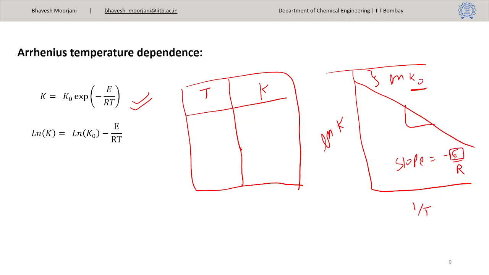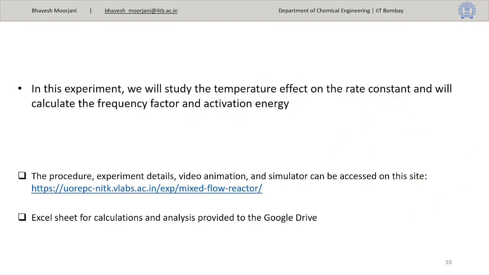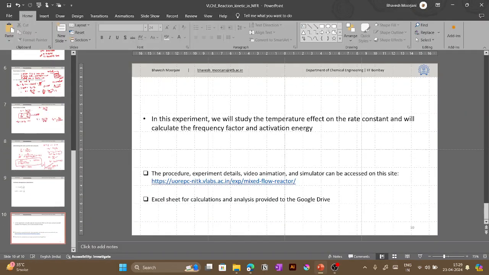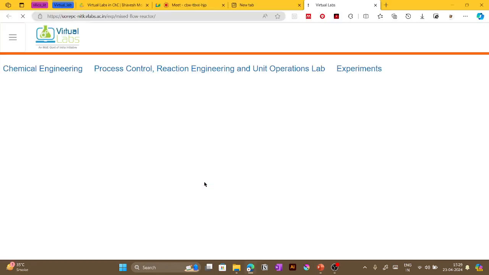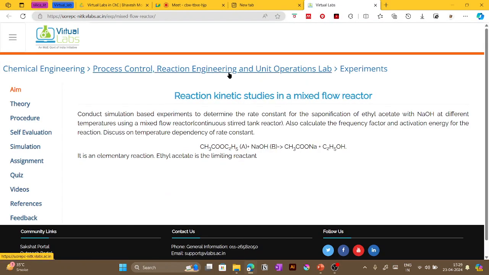Okay, so this is the theoretical idea that we will be following in this experiment. Again, I have already mentioned this part. Now let's go to the experimental part, how to perform the experiment. Click on this link that is provided. This is also provided in your content sheet.